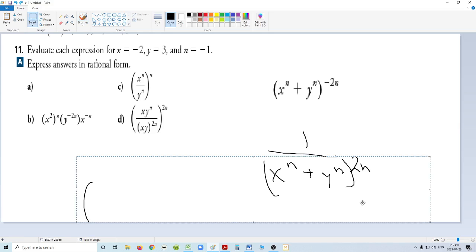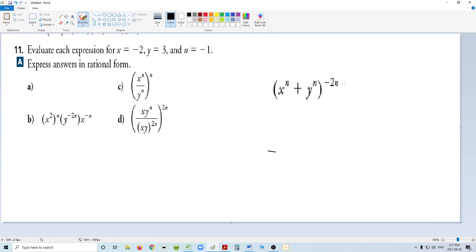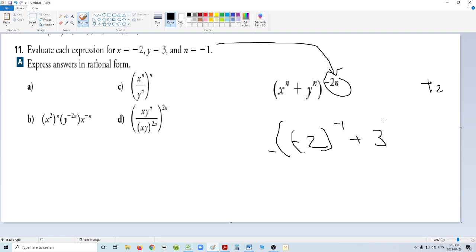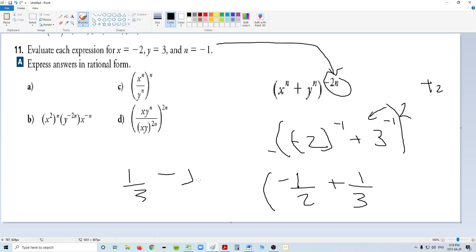Huh. That one's a bad resolution, but maybe if I put in -1 first. So -1 makes that +2. And a 3 here, so I essentially get -2 to the -1 plus 3 to the -1 all to the power of 2. So this is inside the brackets. It has to happen before the exponents. So I essentially get 1 over -2, so -1 over 2, plus 1 over 3, which is the same as 1/3 minus a half.